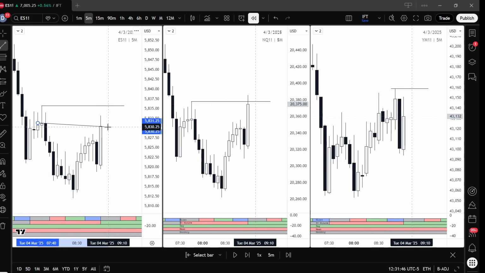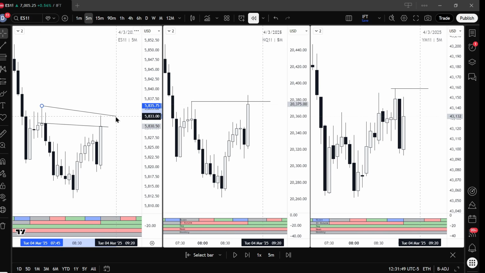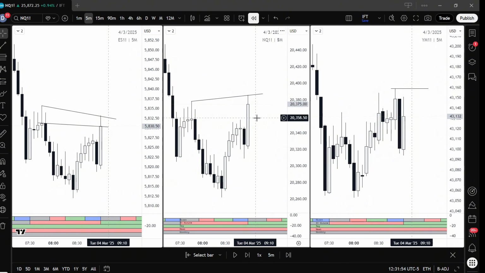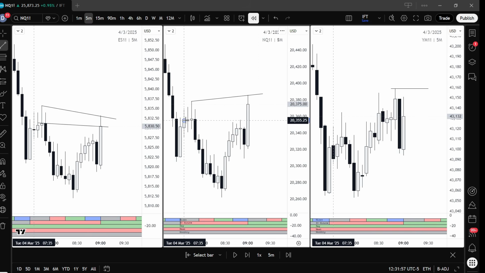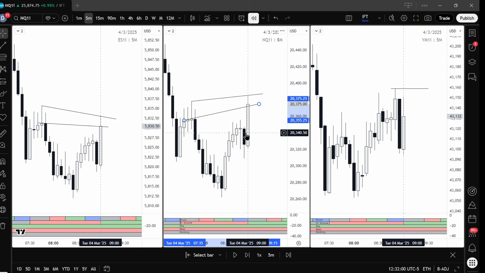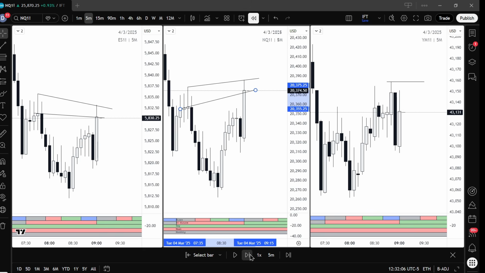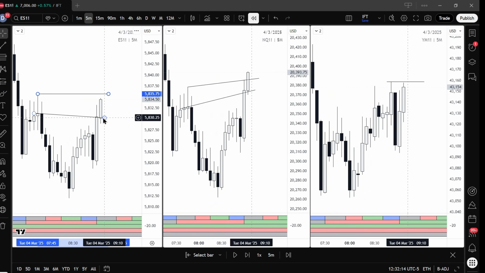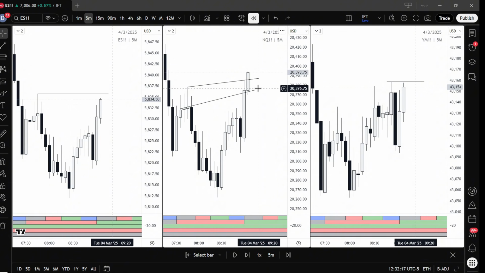Can you see that? So if you look at that right there, we have an SMT between the wicks and the bodies. That is a valid SMT. You should keep that in mind. Now, if you watch closely what happens, the next candle closes above the bodies, making this SMT not valid. So it will need another confirmation, right?